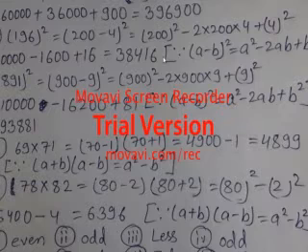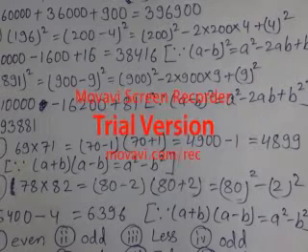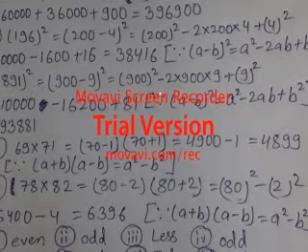In the same way, if you see question number 3, there is 891². 891² means (900 − 9)², and (a − b)² = a² − 2ab + b². So what happens? 900² − 2 × 900 × 9 + 9².